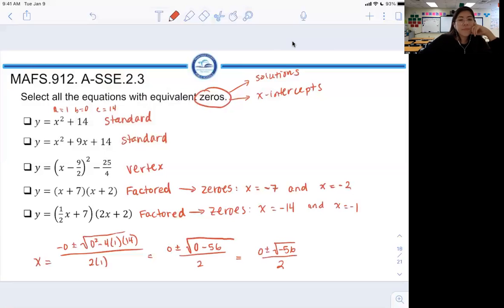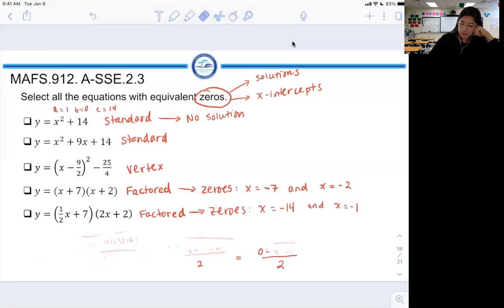What's the problem? It's a negative. You can't take the square root of a negative. So this is no solution. So we know that one's automatically out. Let's do the same thing with B.